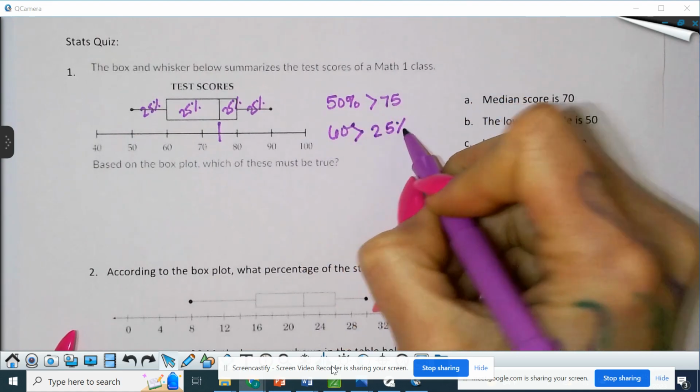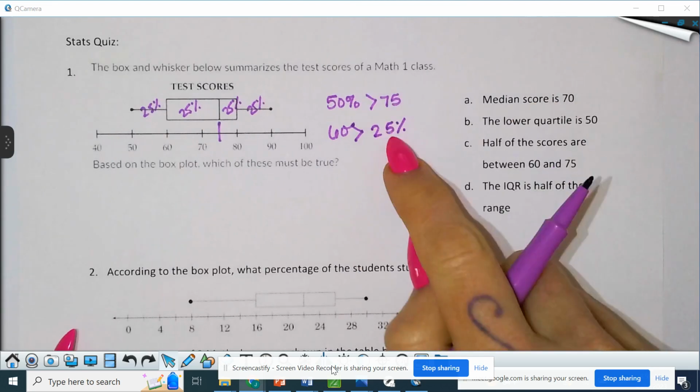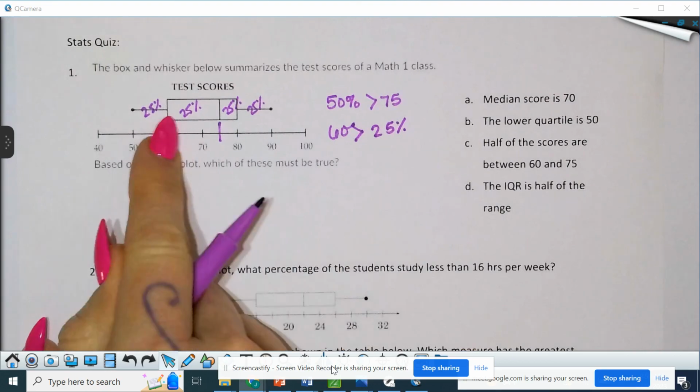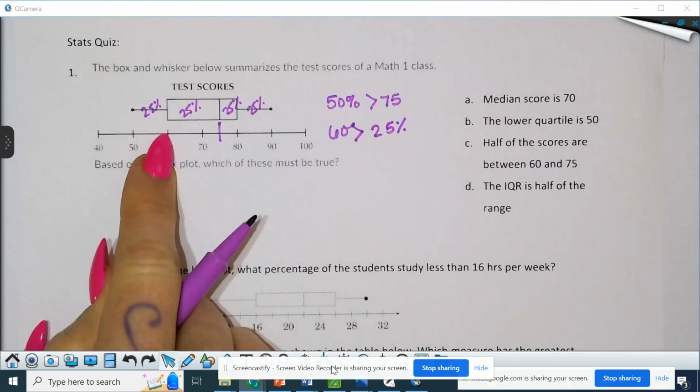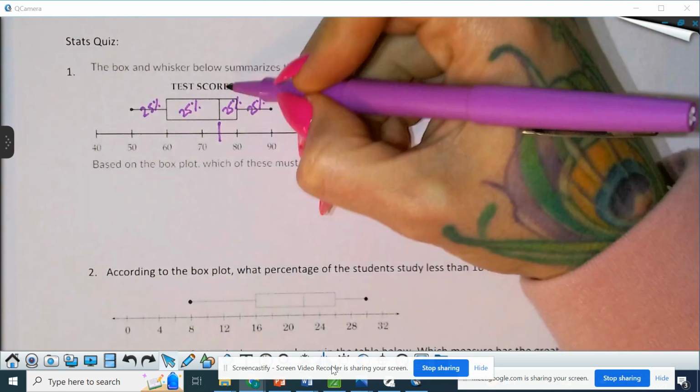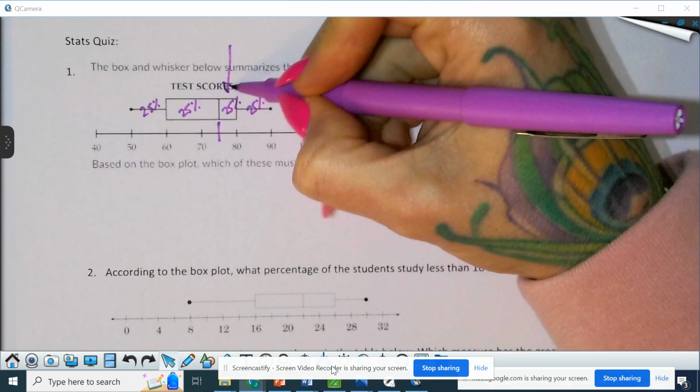And if I'm writing this where that makes no sense to you, hopefully you're tracking the words I'm saying. So 25% of the class scored less than a 60 because you go from 60 to the left. And again, I can't say it enough. It does not matter what it looks like. So obviously, this box looks a lot smaller than the other ones. It's still 25, 25, 25.